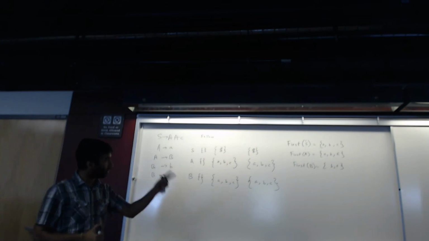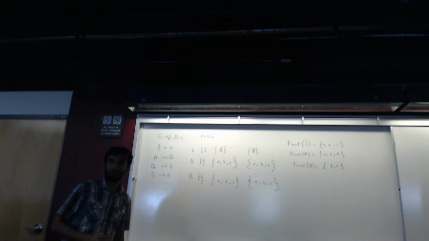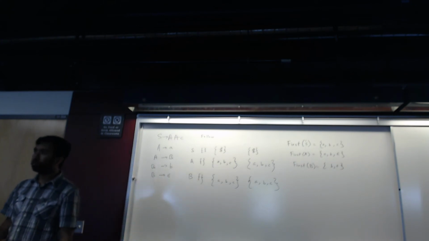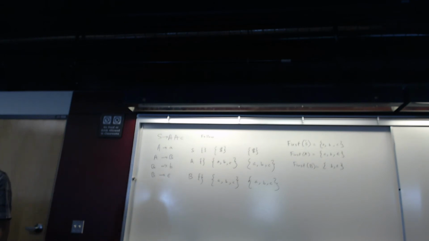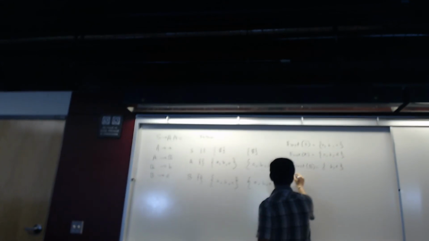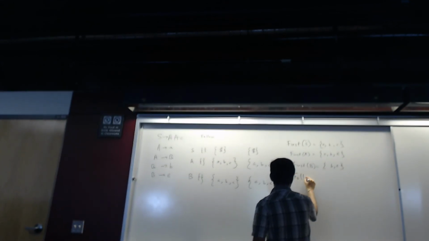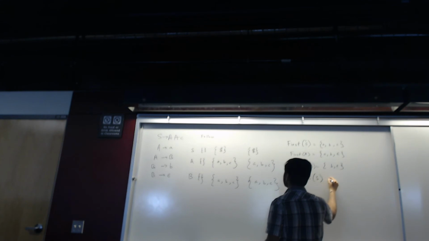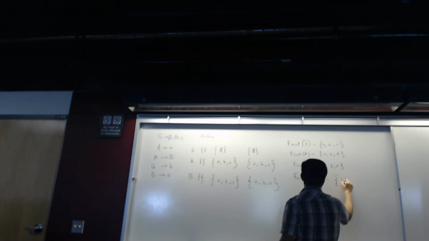So now we have the first and the follow set. Now we have to argue about whether there is a predictive recursive parser or not. Now let's try to see whether we have that or not. So in order to do that, let's copy the follow sets. Follow of S is end of file.